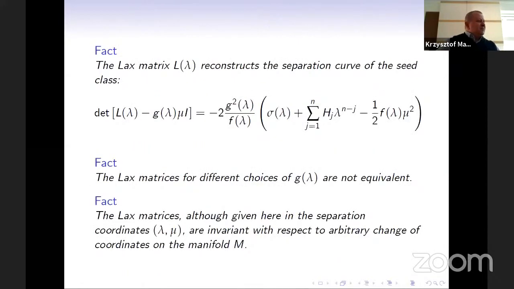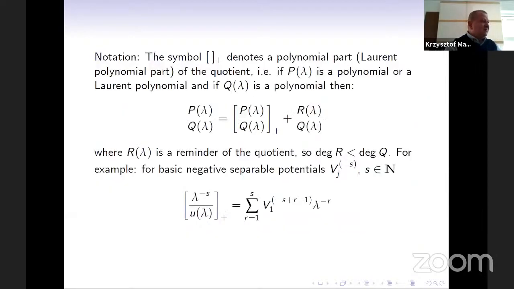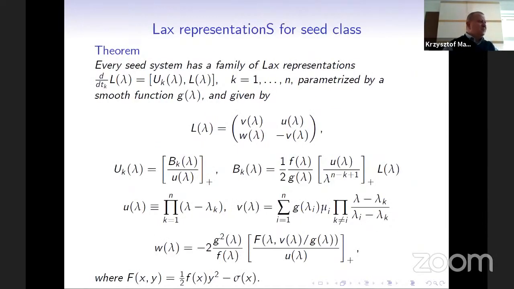Okay, and one nice thing about this is that this Lax matrix nicely reconstructs the separation curve of our Benenti system. This is a very beautiful thing. Very good. Also, I should mention that even though we calculated everything in separation coordinates, this expression for Lax matrices and auxiliary Lax matrices is invariant with respect to change of coordinates. So they look all the same in any coordinate system. If you need to change the coordinate system on a manifold, you simply change coordinates here, lambda k and mu k. These are changed, but the overall algebraic structure of the Lax pair survives any change of coordinates. So it is a very, very robust object on a manifold that describes our system.